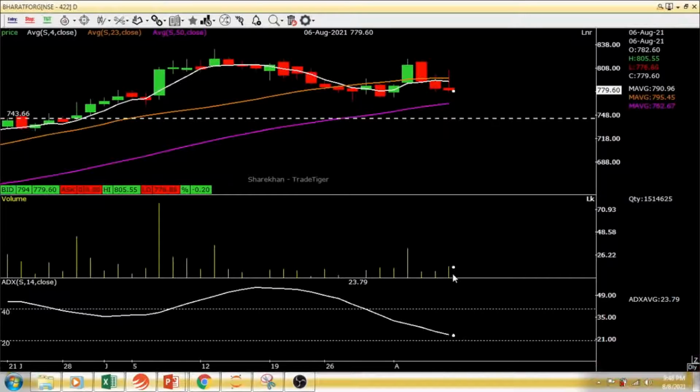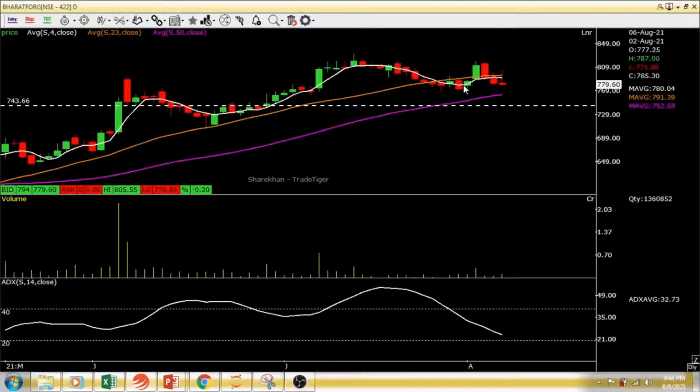We can also notice the ADX shows a decent momentum. So if we correctly choose the strike price, I'm sure we will be pocketing a good amount of profit in a short period of time. You can also see the stock is below the 4 days and 23 days moving average. Next we can expect quick support at the 50 days moving average. Let's see how the stock will perform in upcoming days. My prediction and expectation is that we can expect a quick correction in Bharat Forge stock.